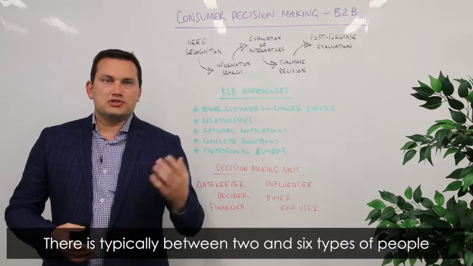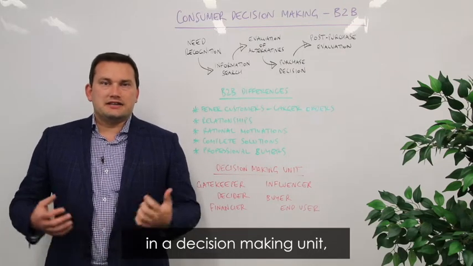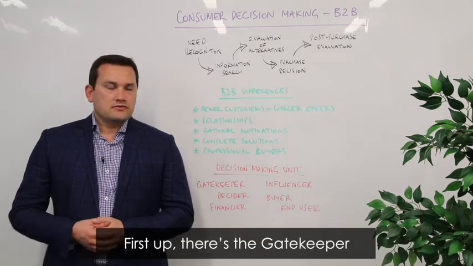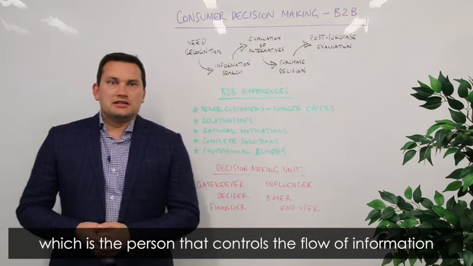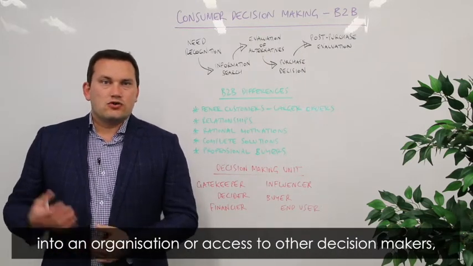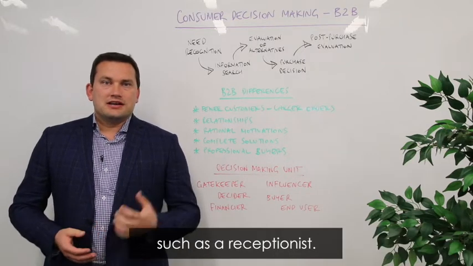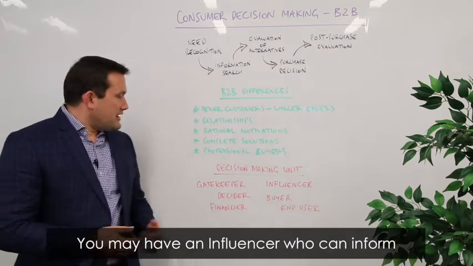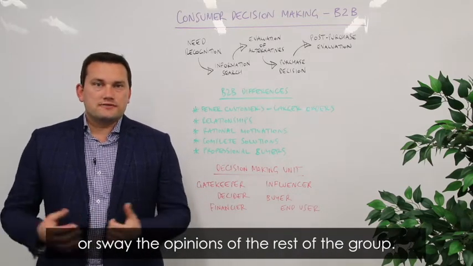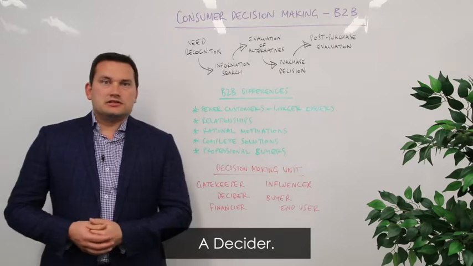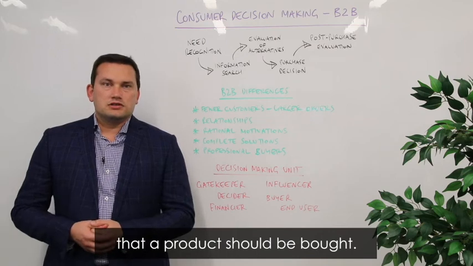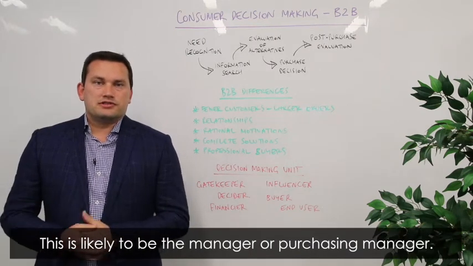So there's typically between 2 and 6 types of people in a decision-making unit, even though sometimes they may be the same person. So first up, there's the gatekeeper, which is the person that controls the flow of information into an organisation or access to other decision makers, such as a receptionist. Then you may have an influencer who can inform or sway the opinions of the rest of the group. You've got a decider. This is the key person making the decision that a product should be bought. This is likely to be the manager or the purchasing manager.